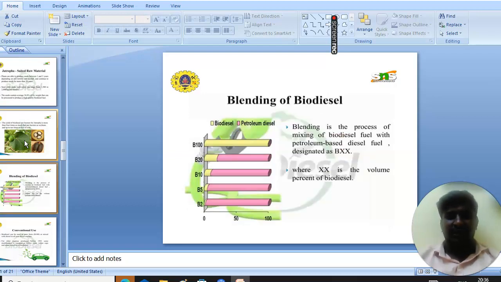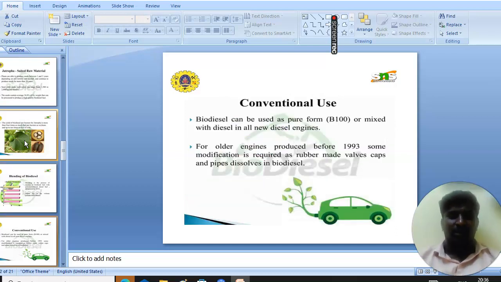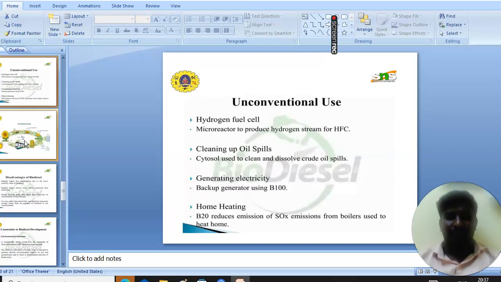Next you will see the blending of biodiesel. Blending is the process of mixing biodiesel fuel with petroleum-based diesel fuel, designated BXX, where XX is the volume percentage of biodiesel. Conventional use: biodiesel can be used in pure form B100 or mixed with diesel in all new diesel engines. For older engines produced before 1993, some modifications are required as rubber valves, caps, and pipes dissolve in biodiesel.